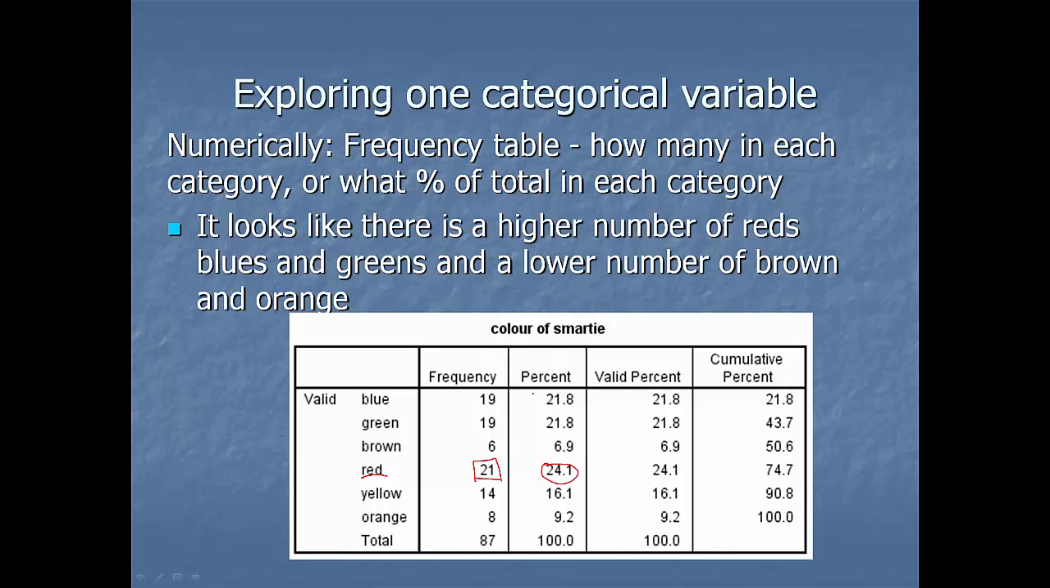Alright, so this is our frequency table. Valid percent accounts for missing data, and there's no missing data here, so we don't have that problem. And cumulative percentage just basically sums them up. If we add these two, we get 43.7, then we add that plus 6.9, we get 50.6, and so on and so forth until we get 100%. So it's a cumulative percentage. Take a minute, think about what the numbers mean for each of these.